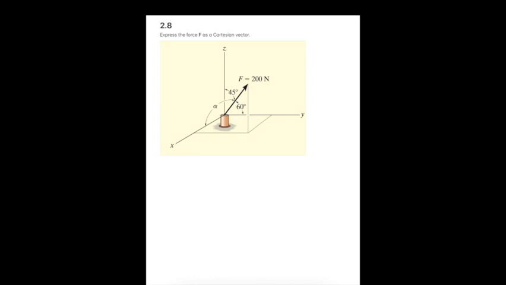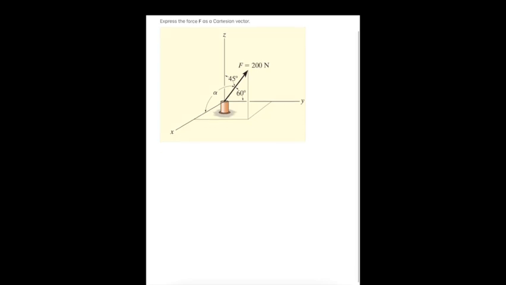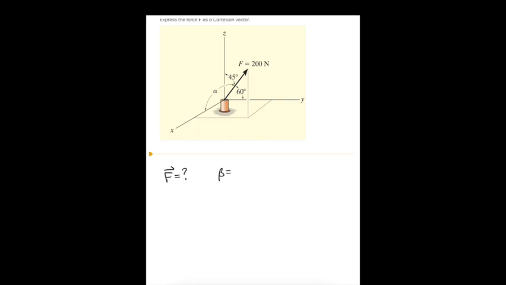Okay, in our second example, we again see that there's a single force, F, with a magnitude of 200 newtons. And again, we're asked to express this force using our Cartesian vector format. So what we're looking for in this case is a way to express that force vector F. Well, we're told some of the angles. We're told that beta is equal to 60 degrees, so the angle from the y-axis is 60 degrees, and we're told that gamma, or the angle from the z-axis, is 45 degrees. But we don't know what alpha is.